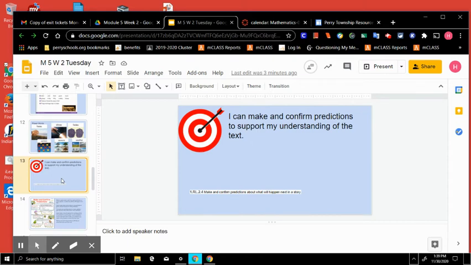Our goal today says, I can make and confirm predictions to support my understanding of the text. So all the first graders in all the land of Indiana should be able to make and confirm predictions about what will happen next in a story. Predictions are kind of like a guess. And it's okay if you're wrong with your guess, then you'll just have to change your prediction.